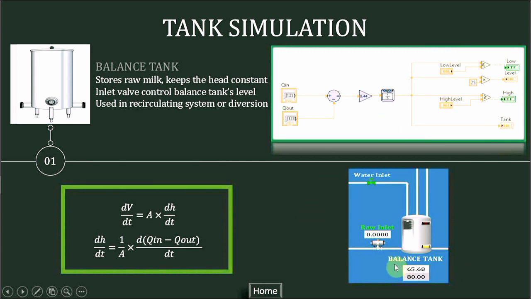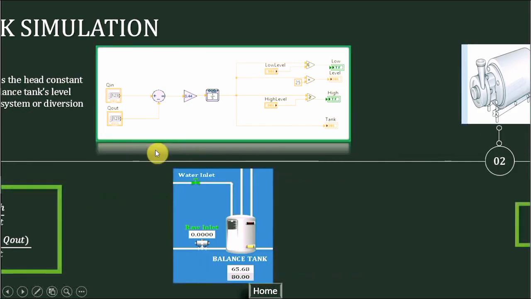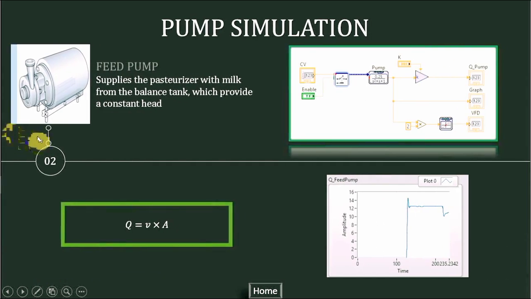For example, for the balance tank, we have the flow in from the water inlet, raw mill inlet, or from the circulator or the diverter, and the feed pump is set at the outlet of the balance tank. And for the pump, which controls a process value, the output of the PID controller in the PLC is an analog signal transferred to the variable frequency drive, the VFD, to control the speed of the pump. The speed of the pump will affect the flow rate in the pipe by this equation: Q, the flow rate, is equal to the velocity times the cross area of the pipe.